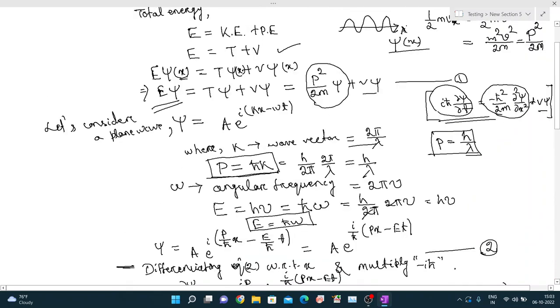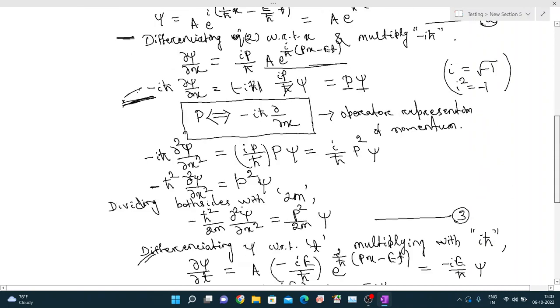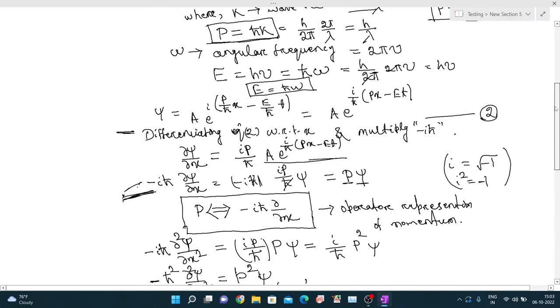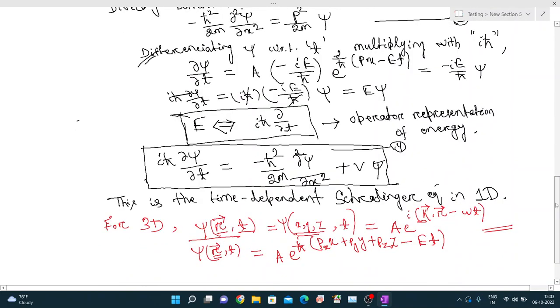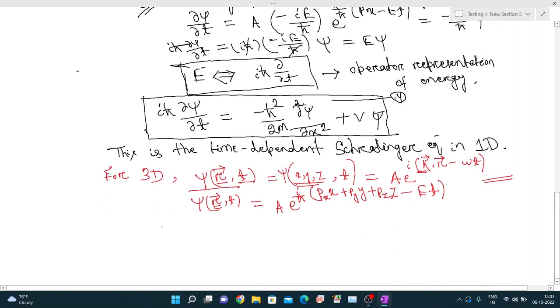First, we explained the p and E terms, where in one dimension it was i by h cross (px x minus Et). In three dimensions it becomes px x plus py y plus pz z minus Et. Similarly, just as we did for one dimension, we can write it for three dimensions. The operator representation of p was minus i h cross del over del x. As we derived for the one dimensional case, we can derive for three dimensions also.